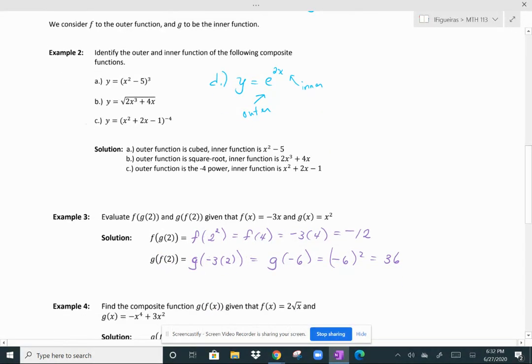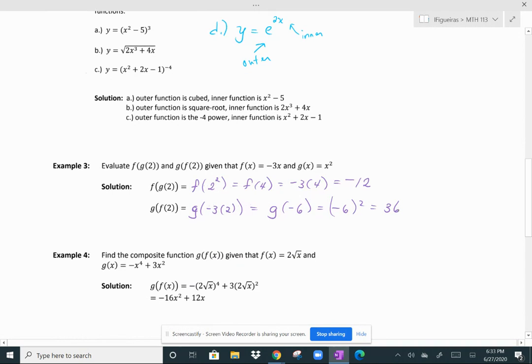Okay, so let's practice other types of functions. This is going to be a little bit more abstract because we don't have numbers. But suppose you were asked to find the composite function g of f of x, given that f of x is 2 root x, and g of x is negative x to the fourth plus 3x squared. That means that I have to plug in 2 root x into this function. So everywhere there's an x, it has to get replaced with 2 root x. So that's exactly what you see here.